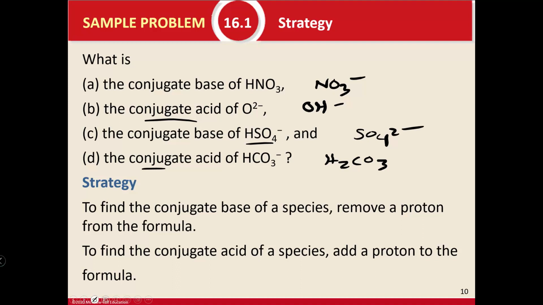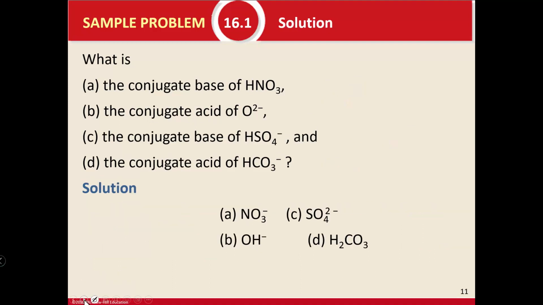So see how fast that is? It should be that fast for you. If it's not, you got to do more of them. Base, take away the hydrogen ion. Conjugate acid, add the hydrogen ion. All right, very easy, very easy.